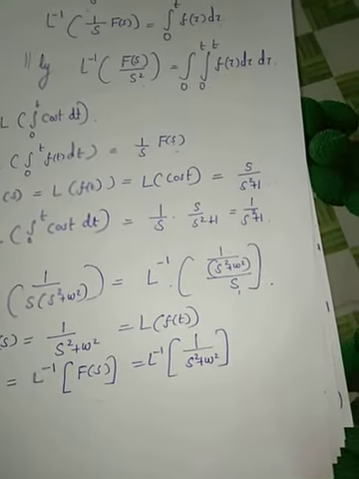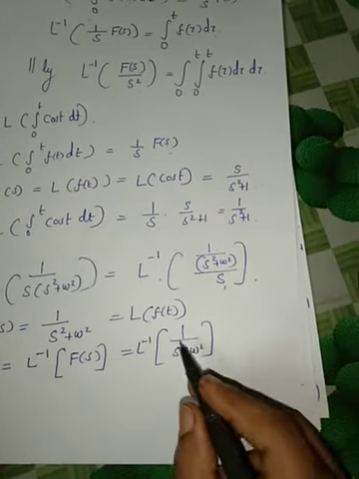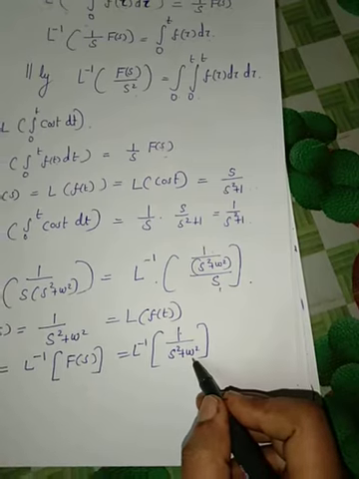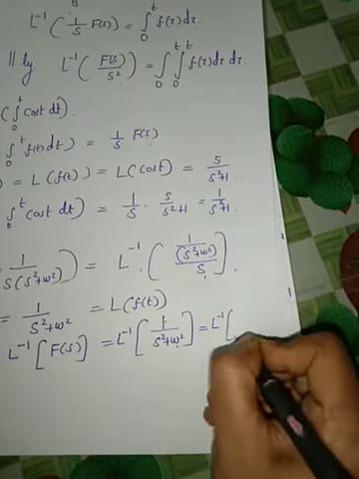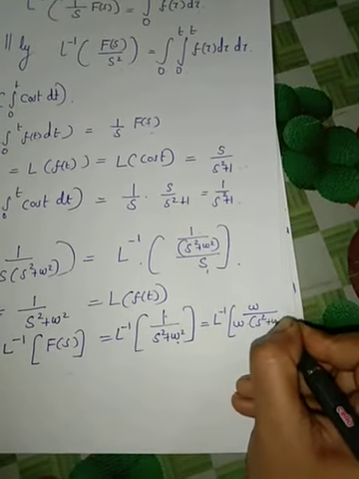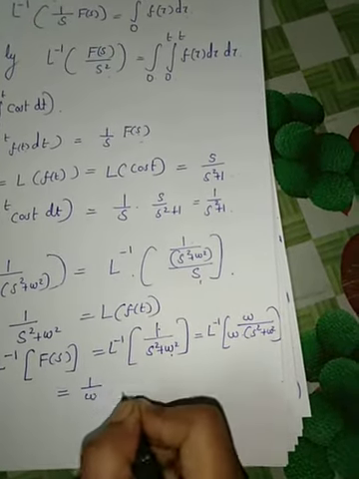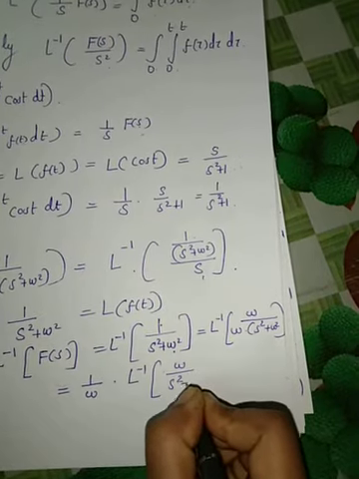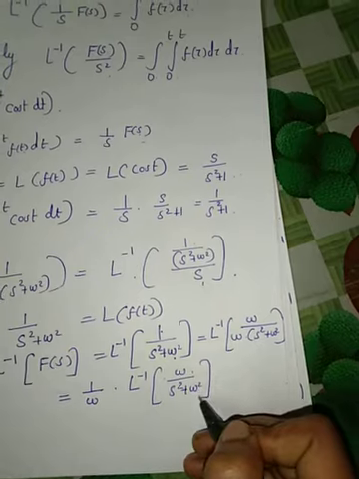We know the inverse transform of w divided by s square plus w square is sin wt. So we can multiply and divide by w, that is w into s square plus w square. We can take w outside since it is a constant: 1 by w into L inverse of w divided by s square plus w square. So what is L inverse of w divided by s square plus w square?